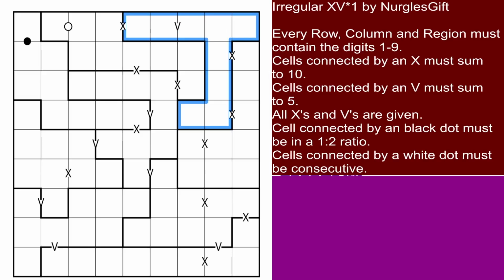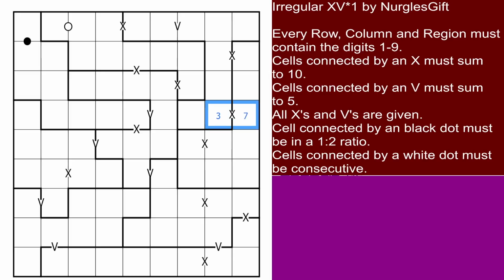Cells connected by an X must sum to 10. That means we have seen this X, and the meaning is that whatever digits you put here, those should sum to 10. So if you have something like 3 here, then there must be a 7 here, because 7 plus 3 is 10. You cannot have anything like 4 or any other digit here, which does not sum to 10.